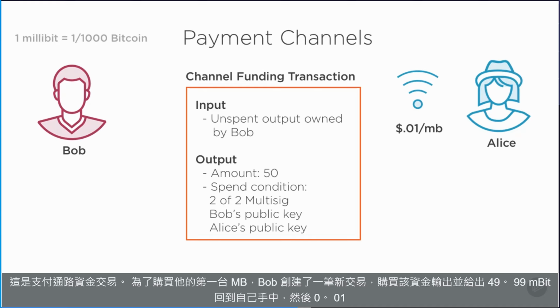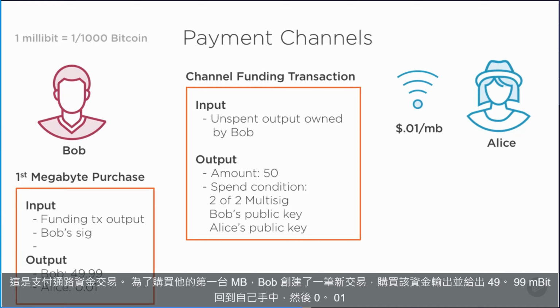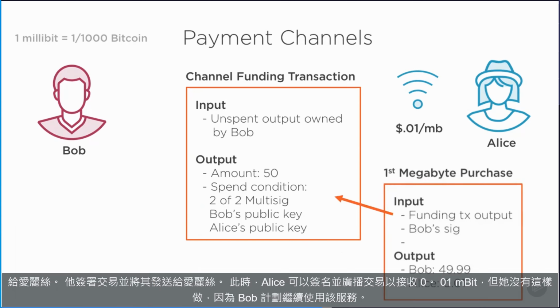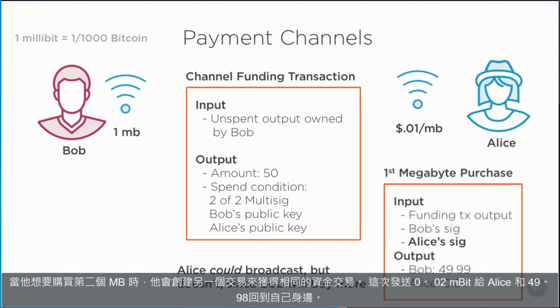To purchase his first megabyte, Bob creates a new transaction sourcing that funding output, and giving 49.99 millibits back to himself and 0.01 to Alice. He signs the transaction and sends it to Alice. At this point, Alice could sign and broadcast the transaction to receive 0.01 millibits, but she doesn't because Bob plans to keep using the service.